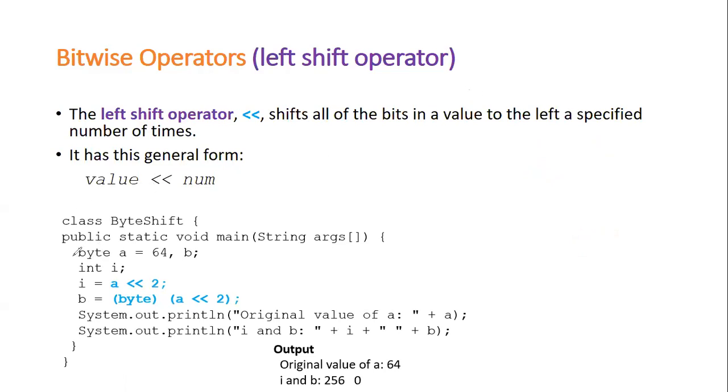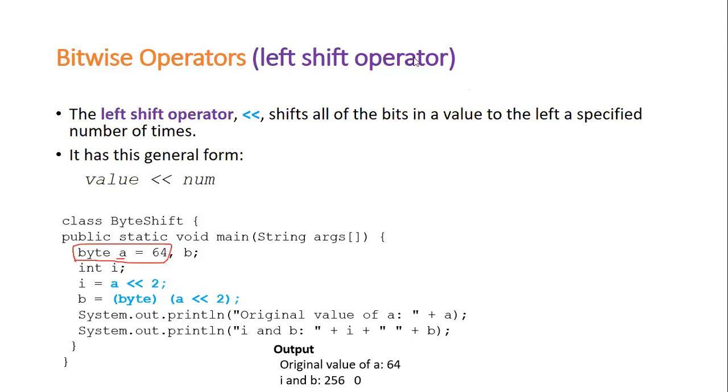Now here you see, students, I've written byte a equal to 64. So I've taken a variable called a. Inside this variable called a, I'm trying to store a value called 64. And what's the type of a? The type of a is byte.